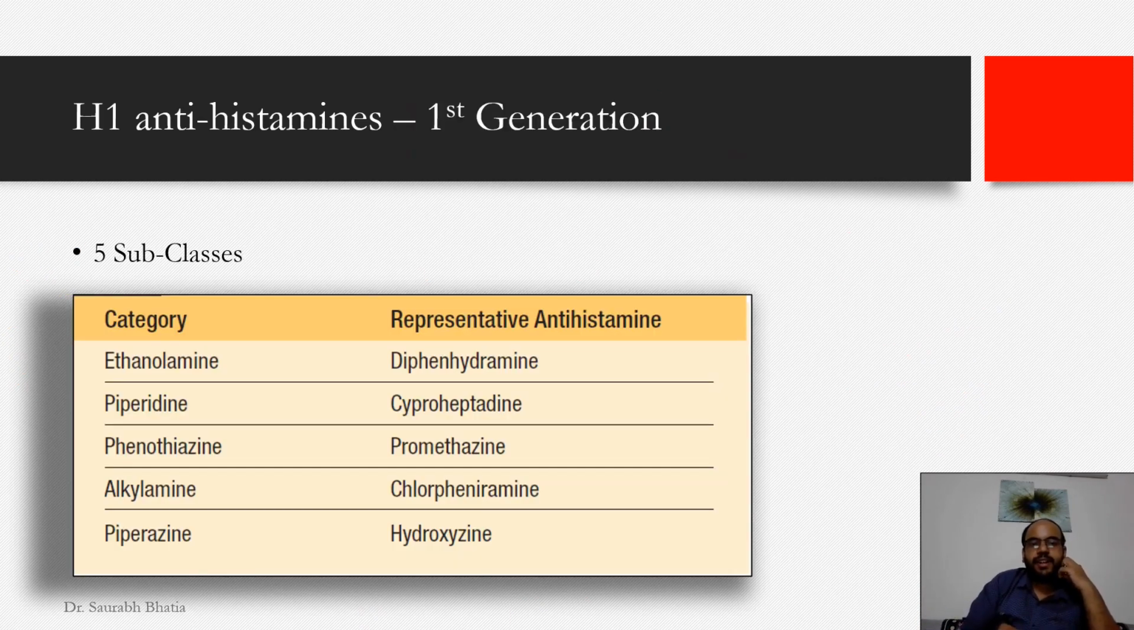The first generation of antihistamine, which is the topic of this presentation, is divided into 5 subclasses. You are not supposed to remember any of the subclasses. I'm just mentioning it just now. Ethanolamine, the prototype drug is diphenhydramine. You see it in Benadryl. Okay, just a brand name.